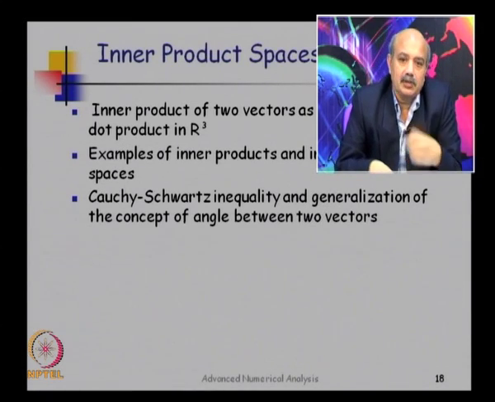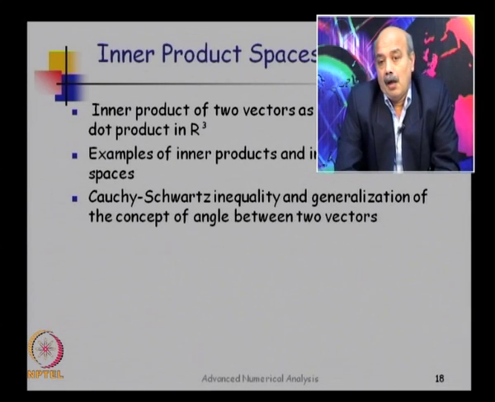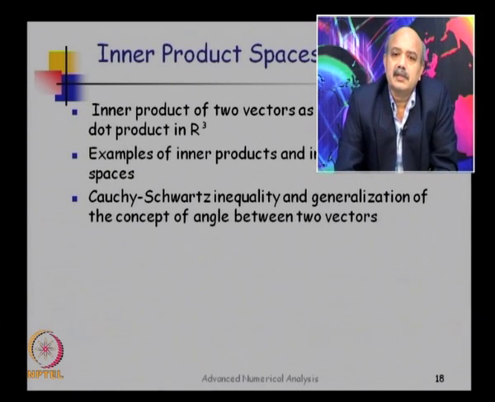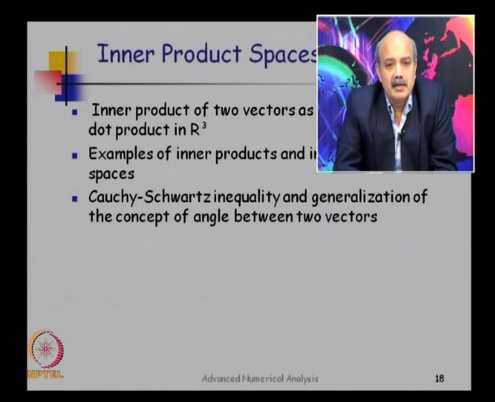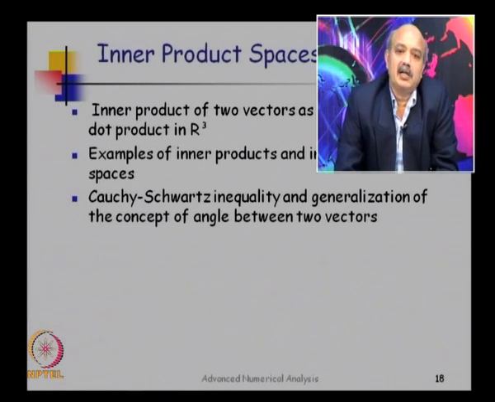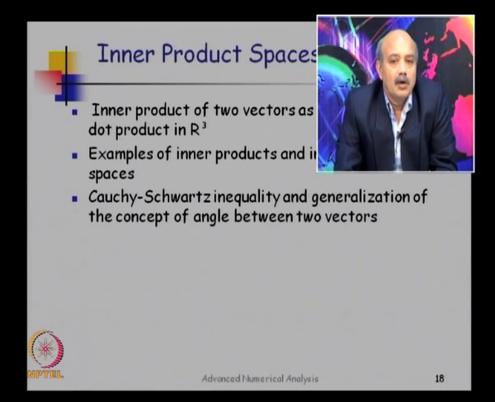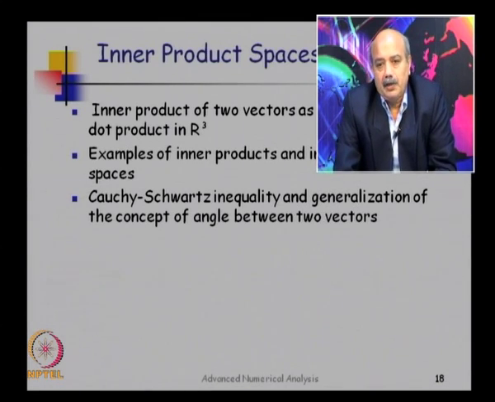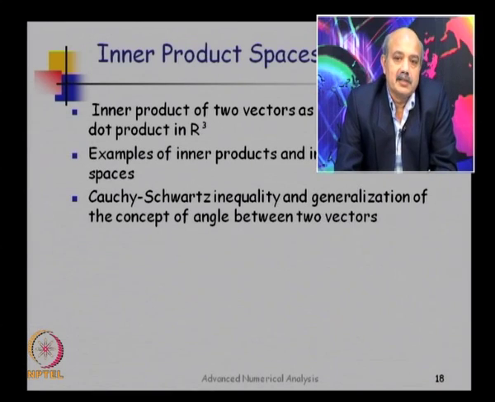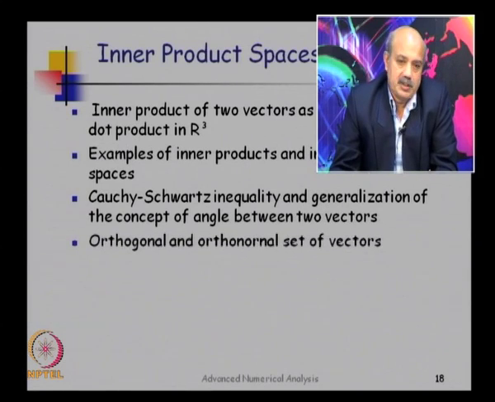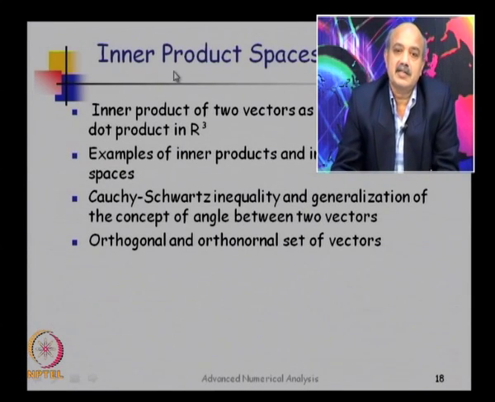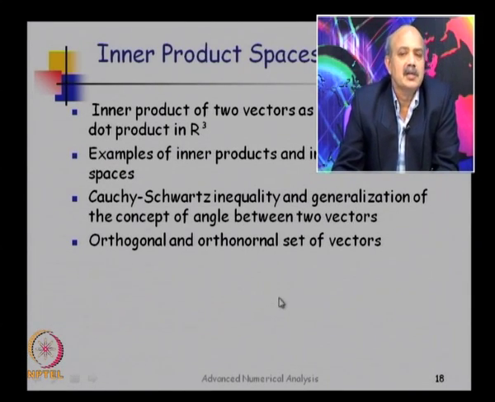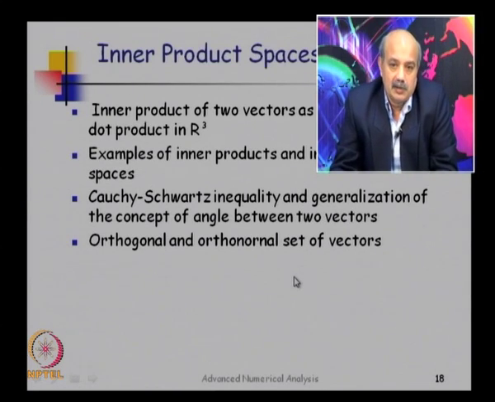Okay. So the generalization of the concept of angle between any two vectors is achieved through inner product, and the Cauchy-Schwarz inequality is a fundamental inequality, which is nothing but a generalization of the fact that cos theta is the dot product of two vectors through unit vectors in three dimensions. So we are going to study this Cauchy-Schwarz inequality, then we will look at a variety of orthogonal or orthonormal sets that are very often used in numerical analysis, for example, Legendre polynomials or Laguerre polynomials.